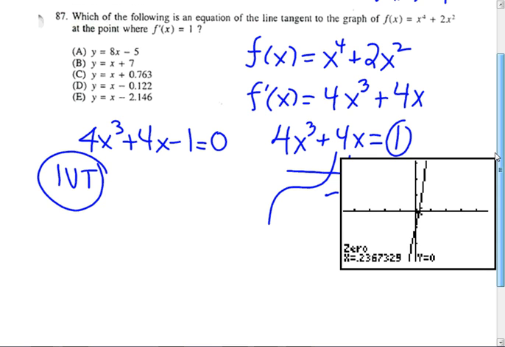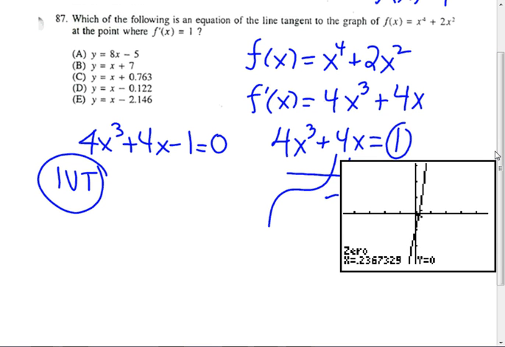You have to know the process. I have no idea what it is, because why do I want to? Okay, we're not done yet. That is the x-coordinate. Now what do you have to do? I have to find f of that value, which is 0.2367, whatever. Use all the decimal places, or you might not get the right answer.